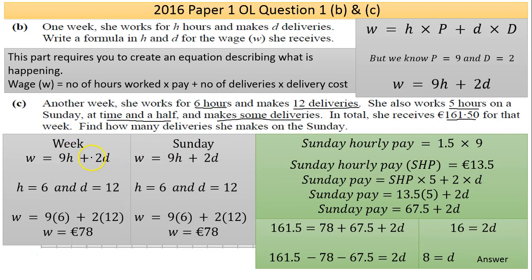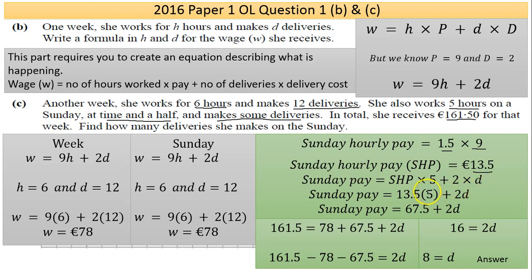So you're going to adapt your equation. So during the week, her wages equals €9 per hour, plus €2 per delivery. So she works 6 hours, makes 12 deliveries. That gives her €78. Okay. Now, so her Sunday hourly pay, if you just take it over here, is 1.5 times the €9 rate. So her Sunday hourly pay would be €13.50.